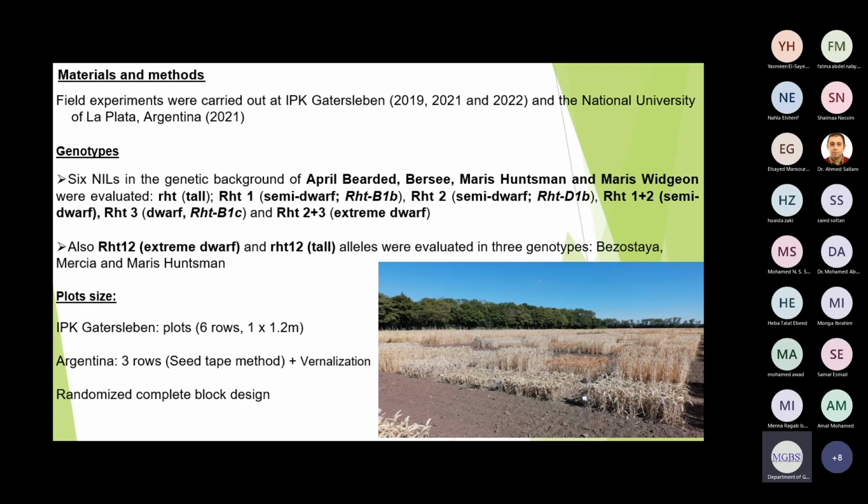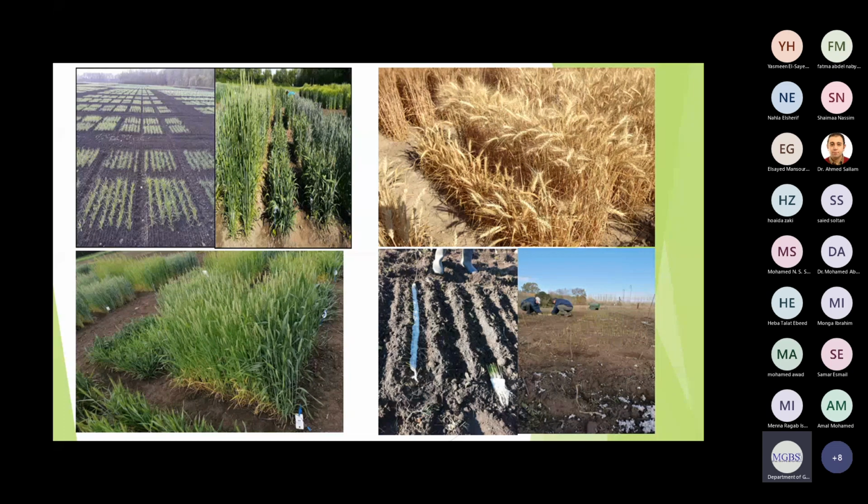The plot size that we used was 1.2 square meters, using six rows. In Argentina, we used a different method for sowing due to the vernalization requirements that we need in Argentina for winter wheat. So we used the seed tape method. We ran three replicates, using a randomized complete block design for the trials. Here are some photos of our trials at IPK. It is not clear here, but you can see differences between a tall allele and a dwarfing one. And here is the seed tape method that we used in Argentina because vernalization was required.